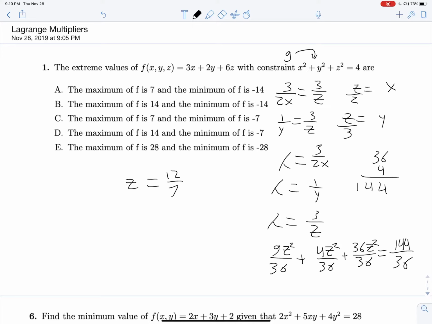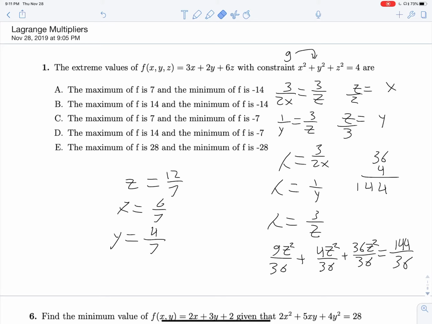And now the nice thing is, over here, we have a nice relation set up. We know that z over 2 is equal to x. So x is going to be 6 over 7. And we know that z over 3 is going to be y. So 12 over 7 divided by 3 is going to be y equals 4 over 7. And so now we can take what we know here and figure out our maxes and mins.